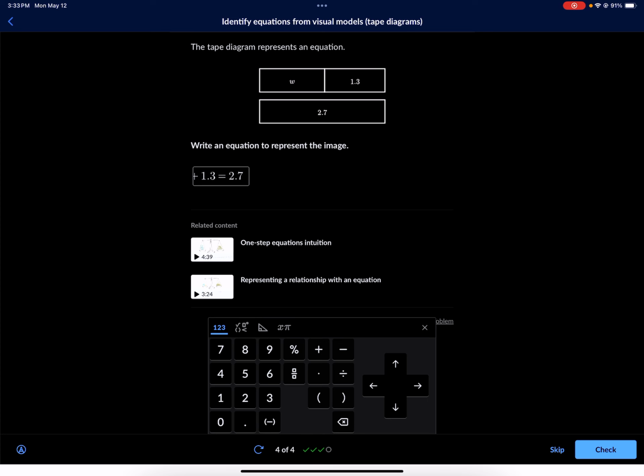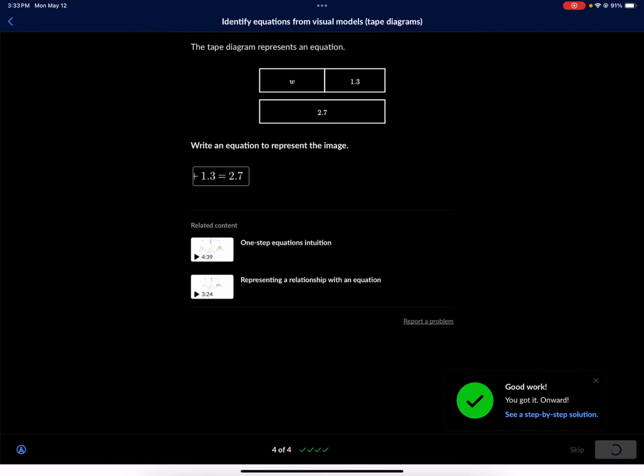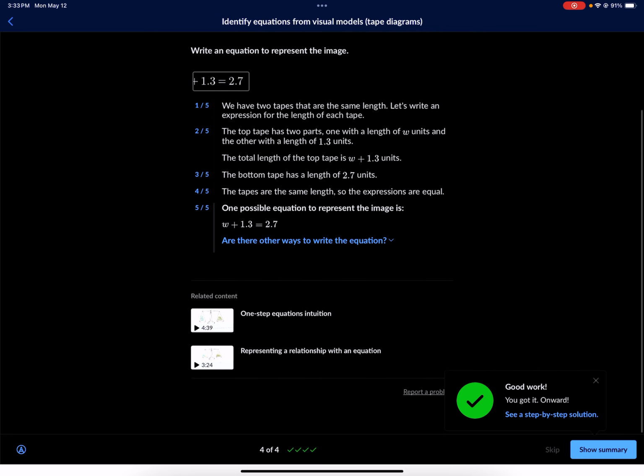But anyways, yes, we are combining these two, so we're adding them, and that's equaling 2.7. So 2.7 should stand alone, and there should be some sort of equation, whether it be 1.3 plus w or w plus 1.3. And then whatever side, doesn't matter. But this is one example. If you got that right, good job.